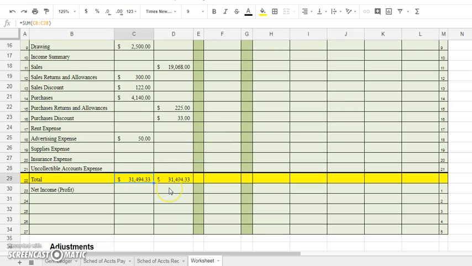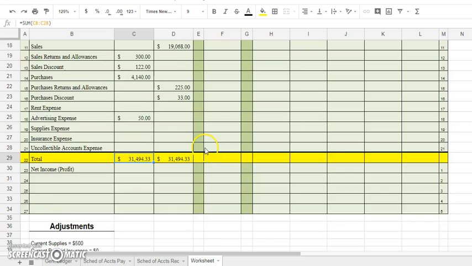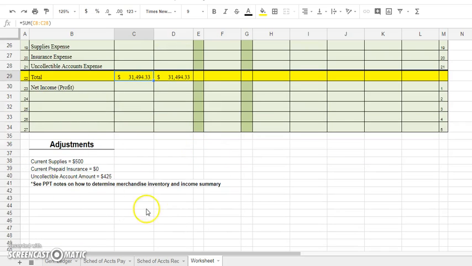But we don't have to worry about that now because we've got two numbers that equal. All right, so the next thing is going to be adjustments. And I've got some adjustments listed down here at the bottom. Some of these adjustments are going to sound familiar to you because we did them in first semester.